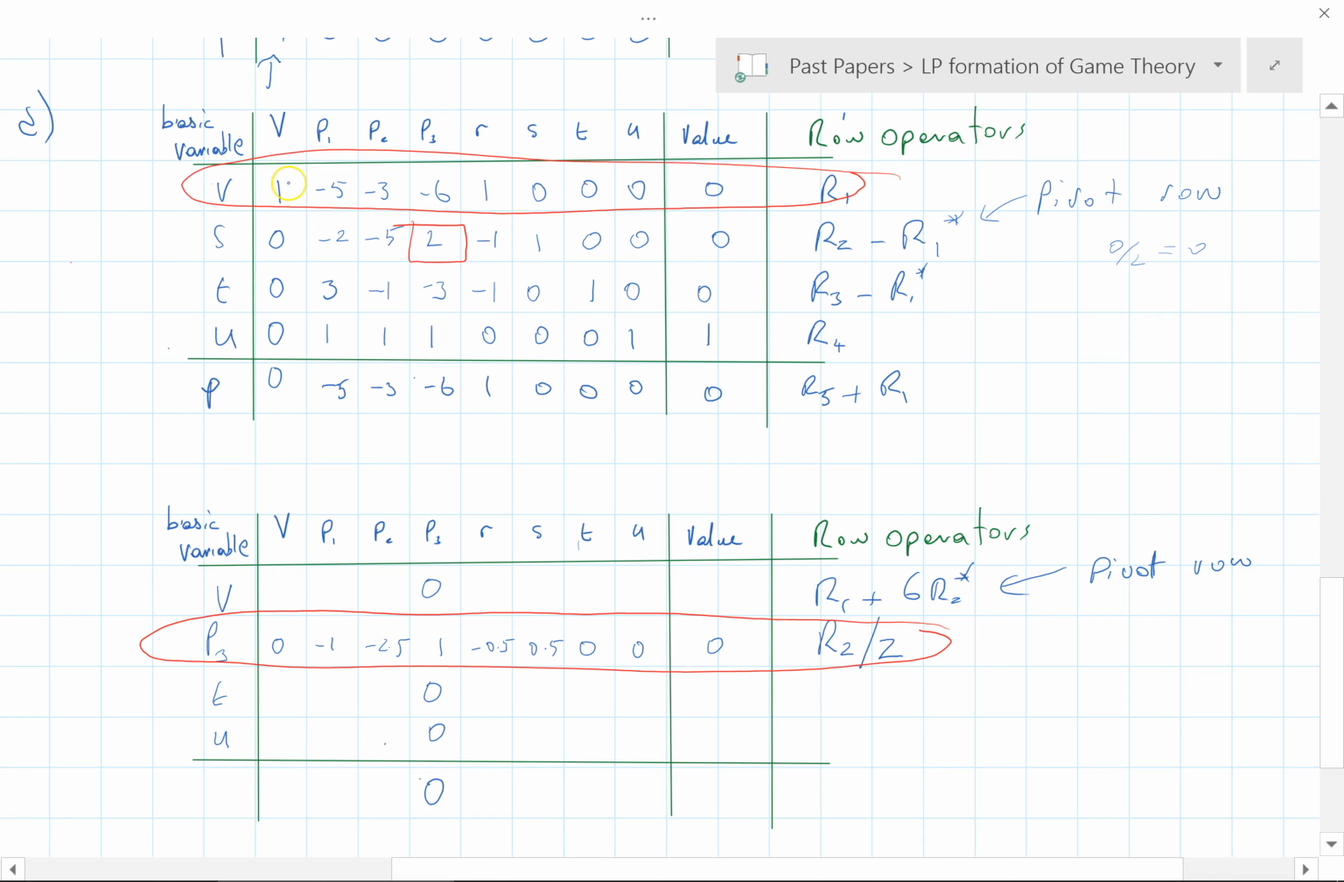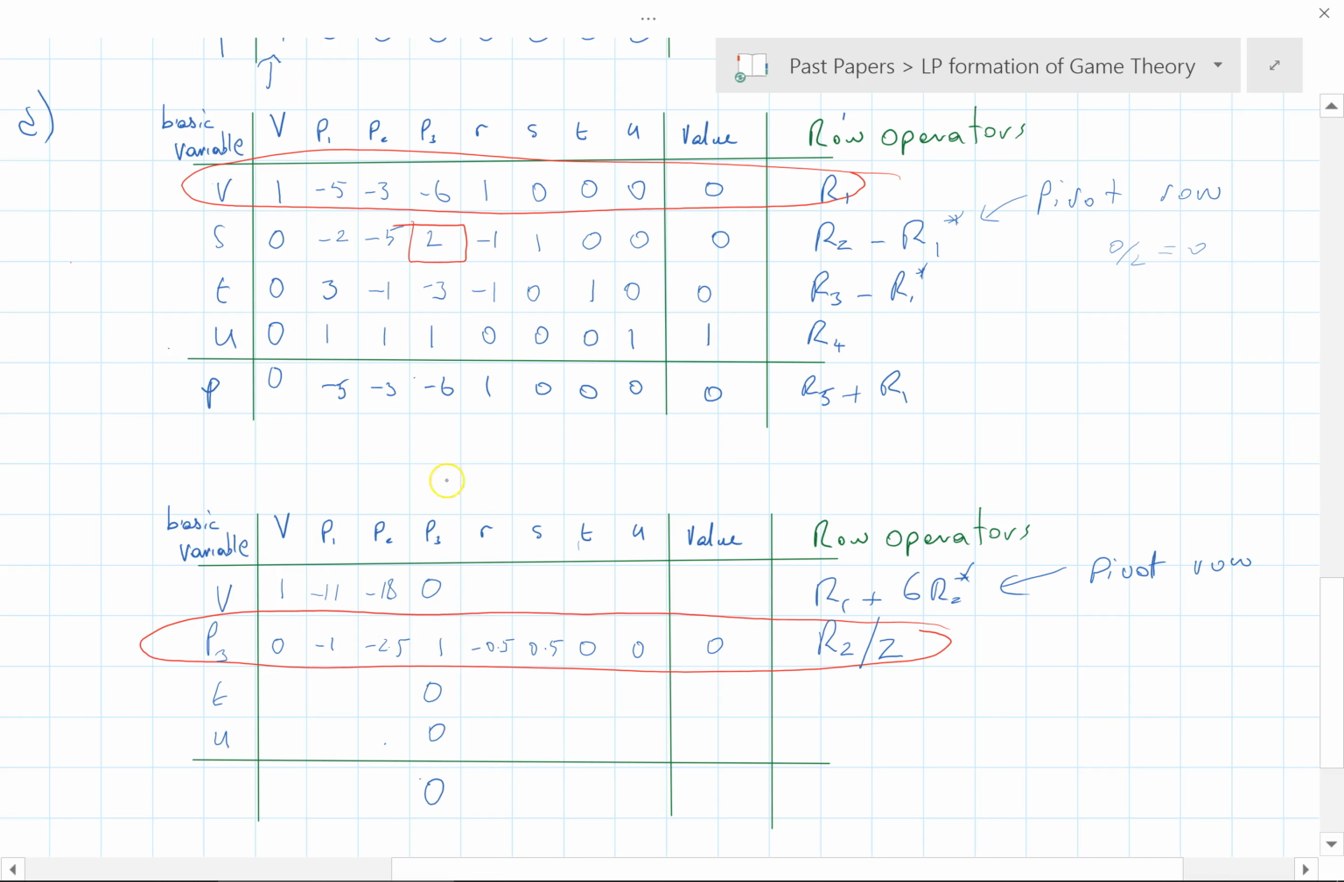So that's 1 plus 6 times 0, so that's 1. Minus 5 plus 6 times minus 1, so it's minus 11. Minus 3 plus 6 times minus 2.5. Now 6 times minus 2.5 is minus 15, so it's minus 3, so it's minus 18.